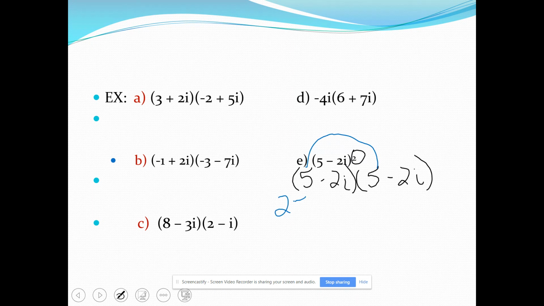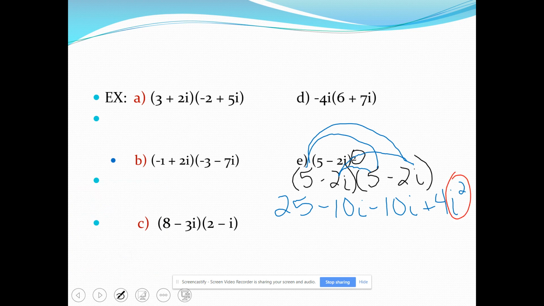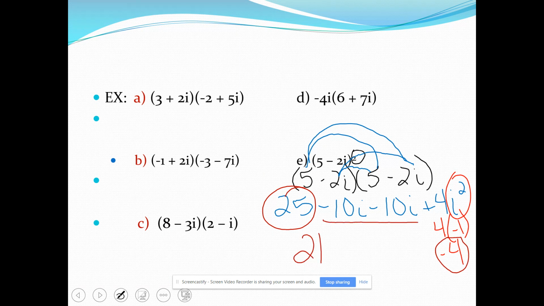5 times 5 is 25. 5 times negative 2i is negative 10i. Negative 2i times 5 is negative 10i. And negative 2i times negative 2i is positive 4i squared. So our i squared is negative 1, and 4 times negative 1 is negative 4. 25 minus 4 is 21. Negative 10i and negative 10i is negative 20i.